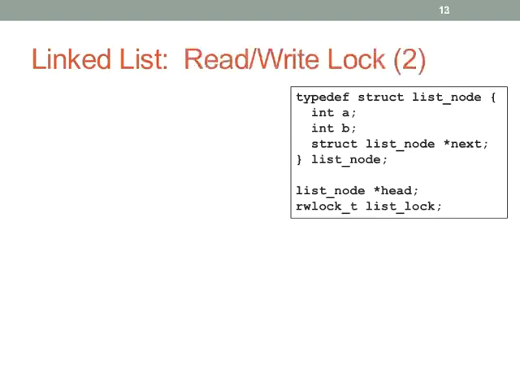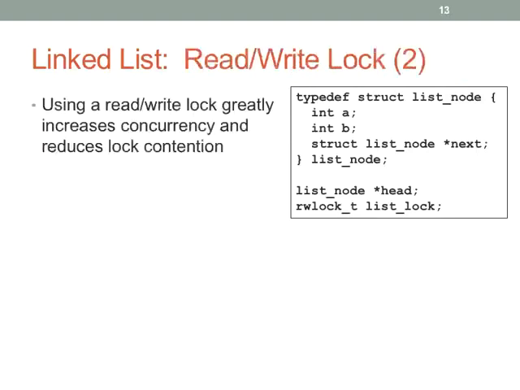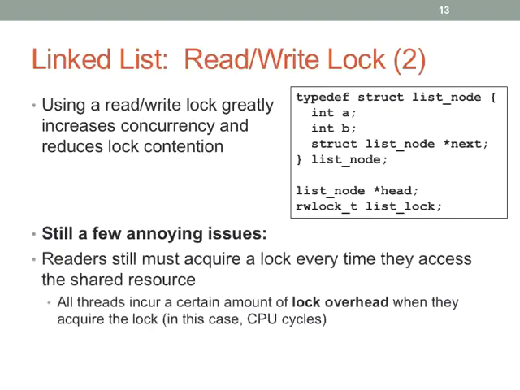Pretty straightforward. And you can see that we're basically reducing lock contention. Readers don't have to wait nearly as long as they used to because now we allow multiple readers to overlap, especially since we know that we're going to have a lot of readers. And so you can see that, like I say here, we increase concurrency. So you can think of lock contention: the more lock contention you have, the less concurrency you have. The more concurrency you have, the less lock contention you have. Okay? So a few annoying issues.